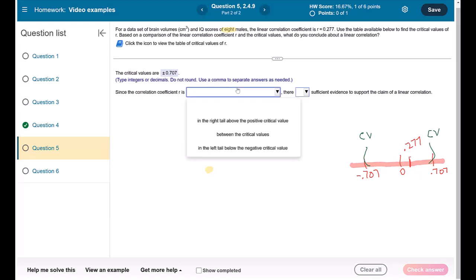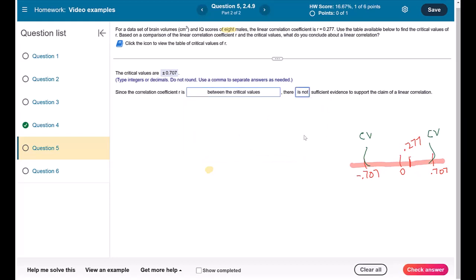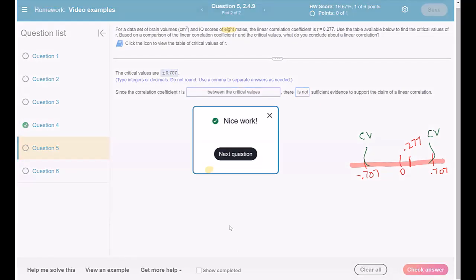is between the critical values, there is not sufficient evidence to support the claim of a linear correlation. Remember, no correlation between the two values. And there we have it.